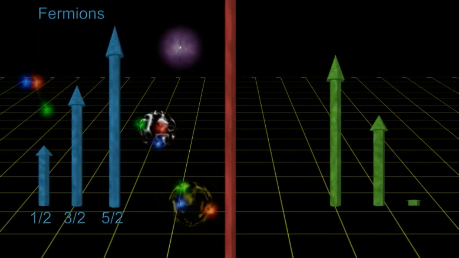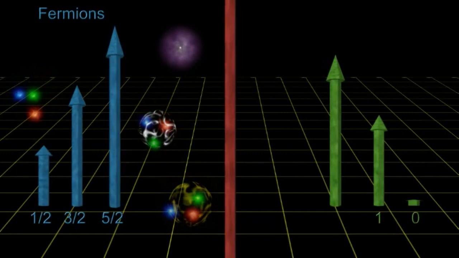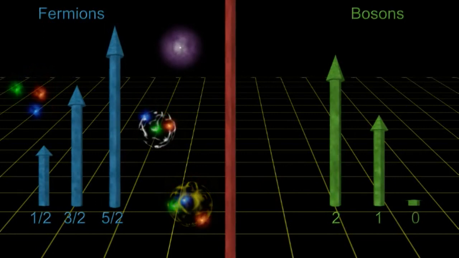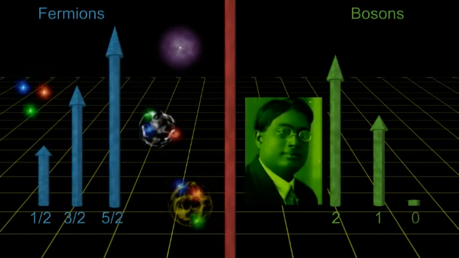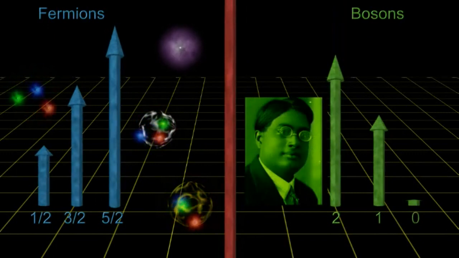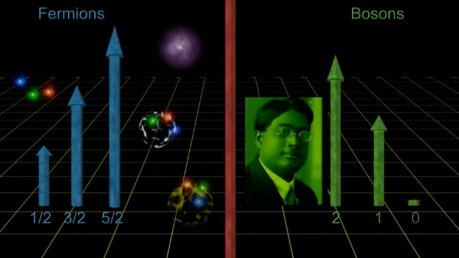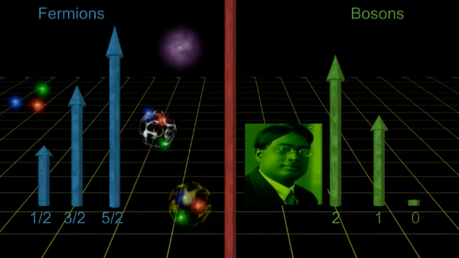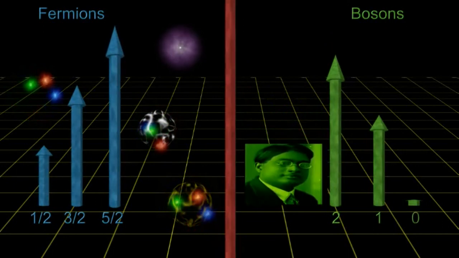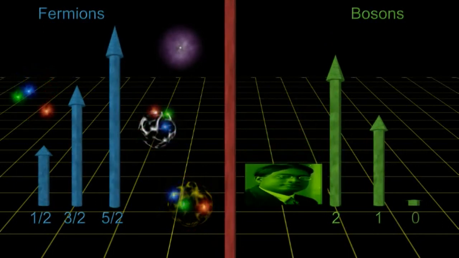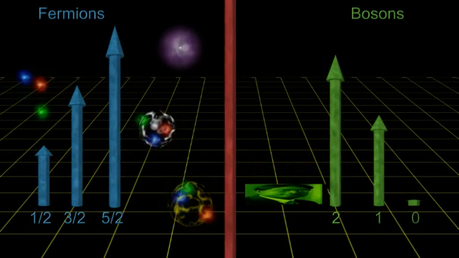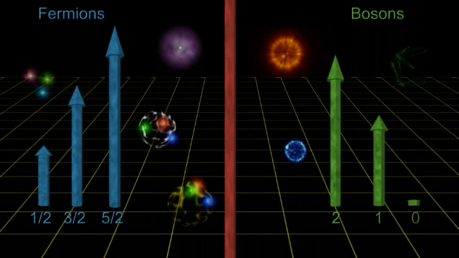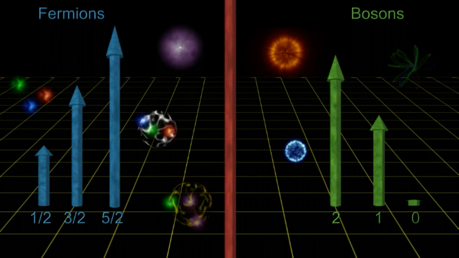The other family of particles have spin equal to 0, 1, 2, 3, and so on. They are called bosons, after Satyendra Bose, who along with Einstein developed the statistics for dealing with this family. Unlike fermions, which must obey the Pauli exclusion principle, bosons do not. Groups of multiple bosons will all gather in the lowest available energy state. Photons, gluons, gravitons all fall into this family.